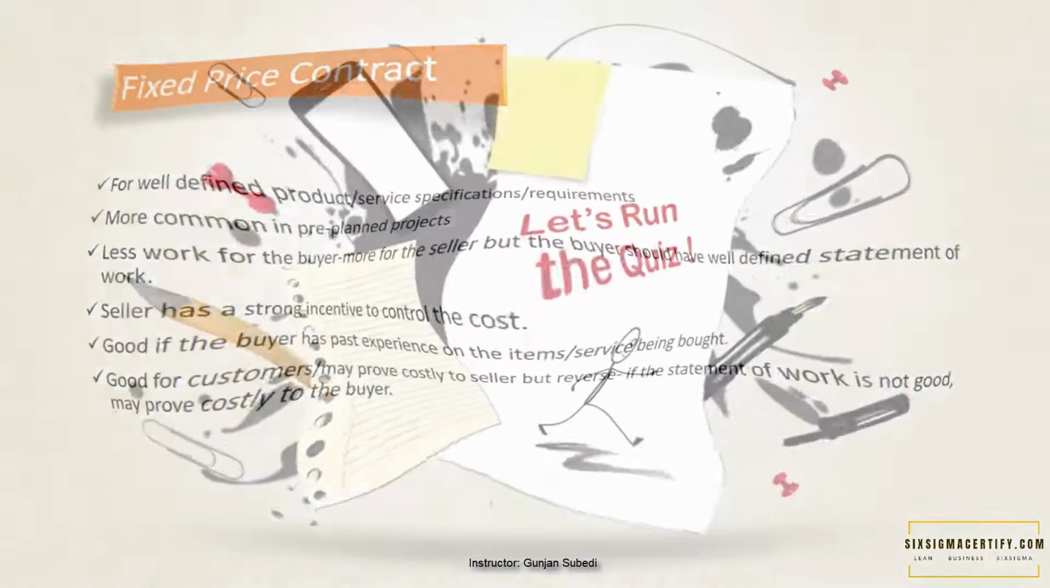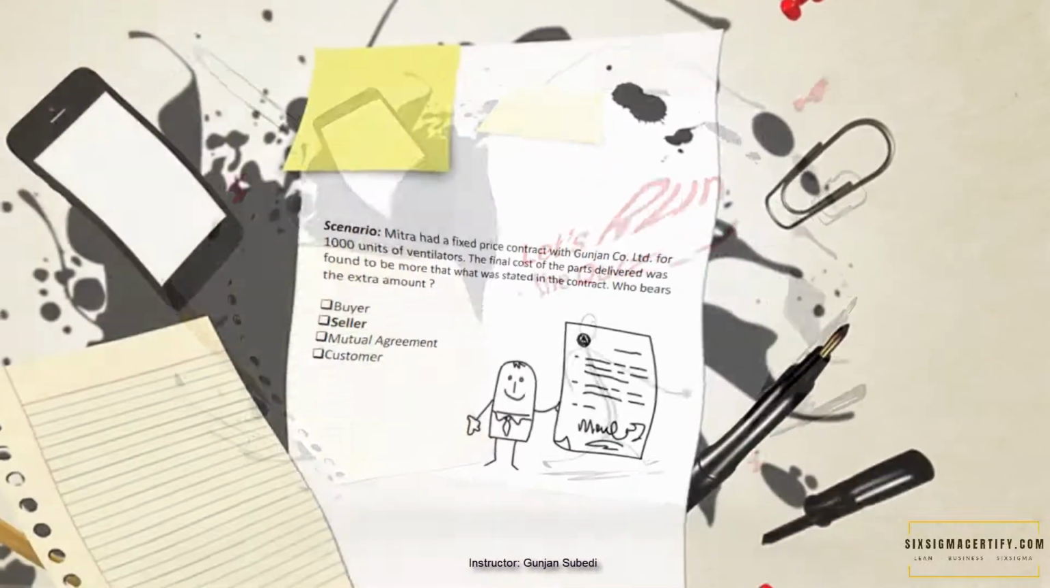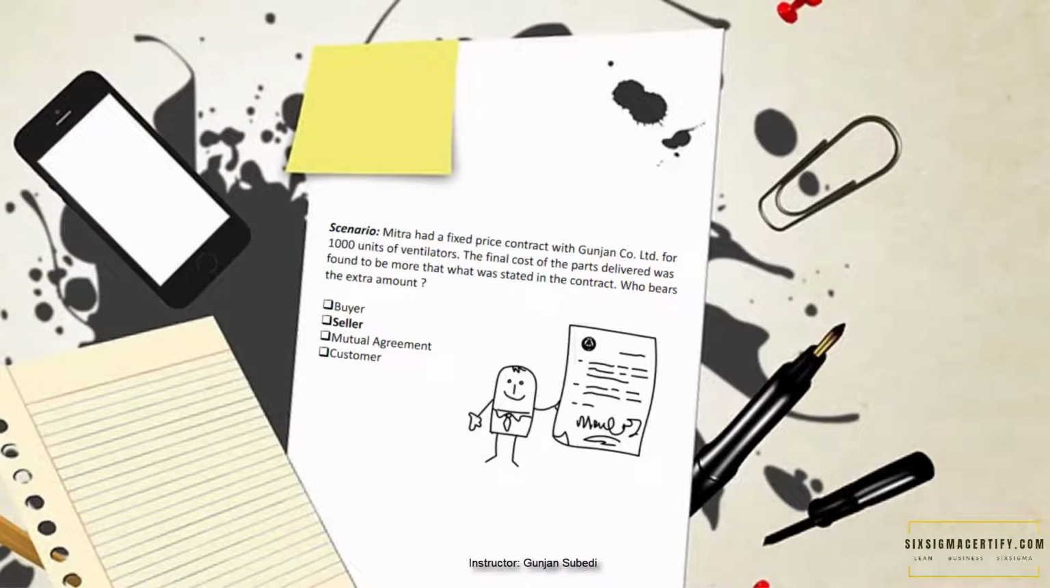Let's get to the second part of this explanatory section, as I always want you to know about the practical applications of what we learn in the theory. You have a question? Mitra had a fixed price contract with Gunjan Cooperative Limited for 100 units of ventilators. The final cost of the parts delivered was found to be more than what was stated in the contract. Who bears the extra amount? Is it the buyer? Is it the seller? Will there be mutual agreement, or does the customer bear the extra cost? I will give you some time to think for the answer, so you can pause the video now.